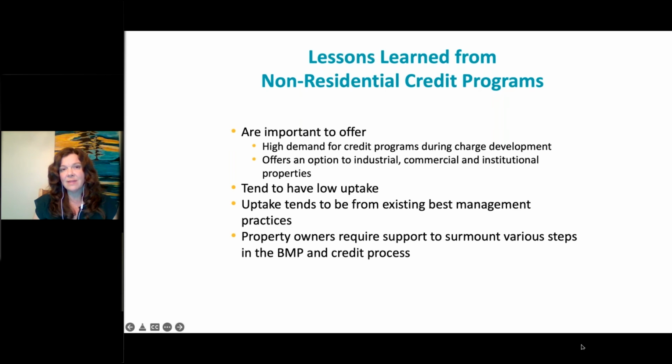That said, we do find that those property owners do need a lot of support when it comes to guidance, when it comes to understanding options, in order to surmount some of the barriers to implementing best management practices and getting into that credit process.